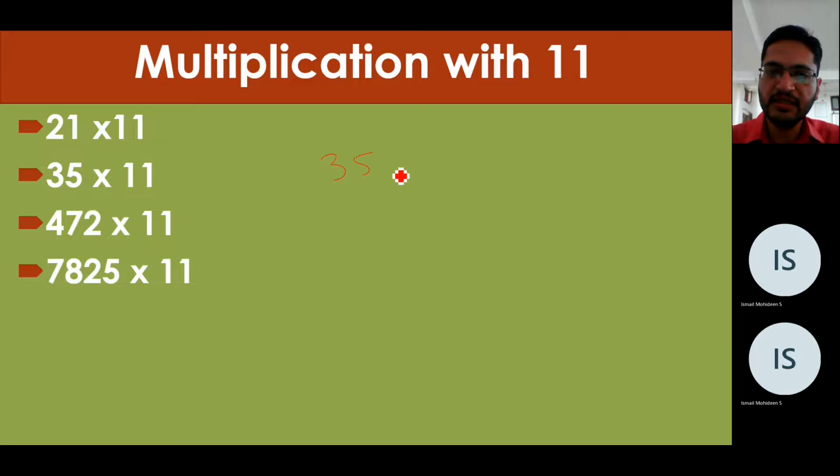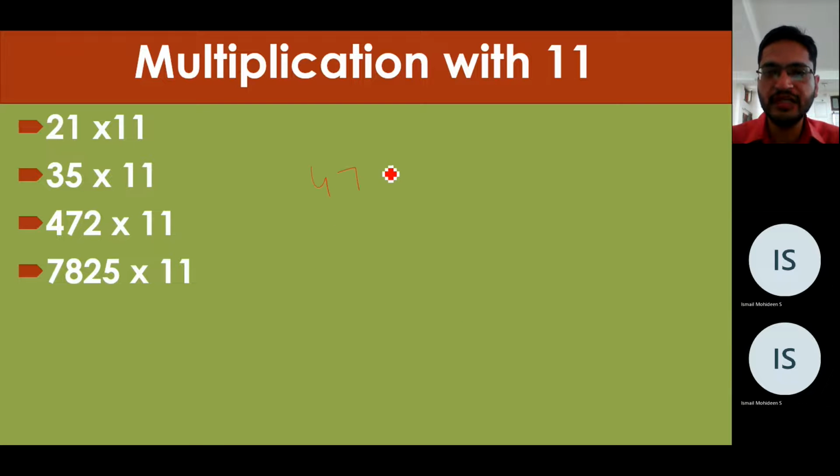Now, one more example. Now we will multiply 35 into 11. So again, I will write a 0 at the last and 0 at the first. Now first pair will be 5 0, second pair will be 3 5, and last pair will be 0 3. Or you can directly add. First, 5 plus 0 is 5. Next is 3 plus 5, that is 8. And next is 0 plus 3 is 3. So the answer is 385.